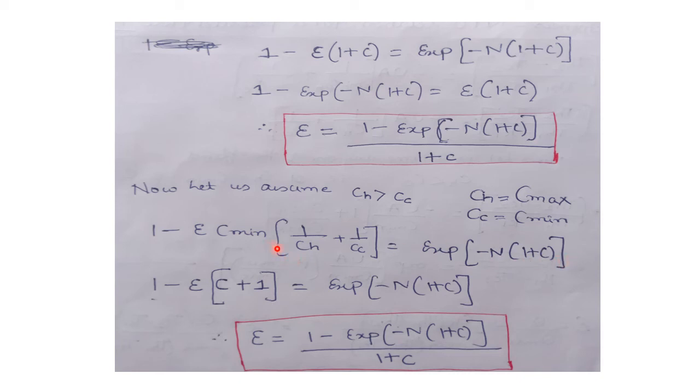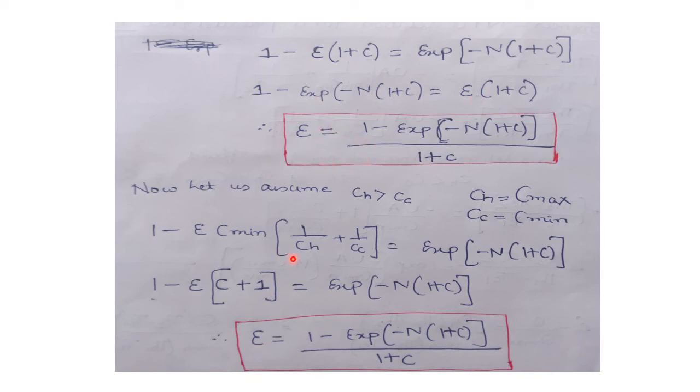So here in this equation, I will take 1 divided by CC as common. If I take 1 divided by CC as common, then here it will be CC divided by CH plus 1. CC divided by CH is nothing but C minimum divided by C maximum, which is the capacity ratio C. So 1 minus epsilon times (C plus 1) will be equal to exponential of minus N times (1 plus C).